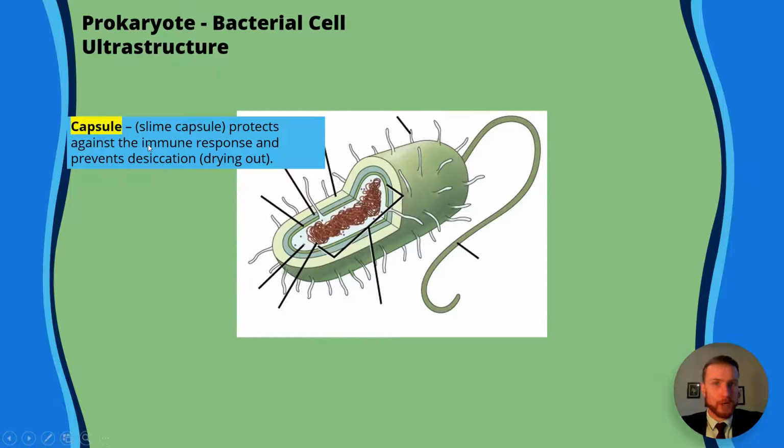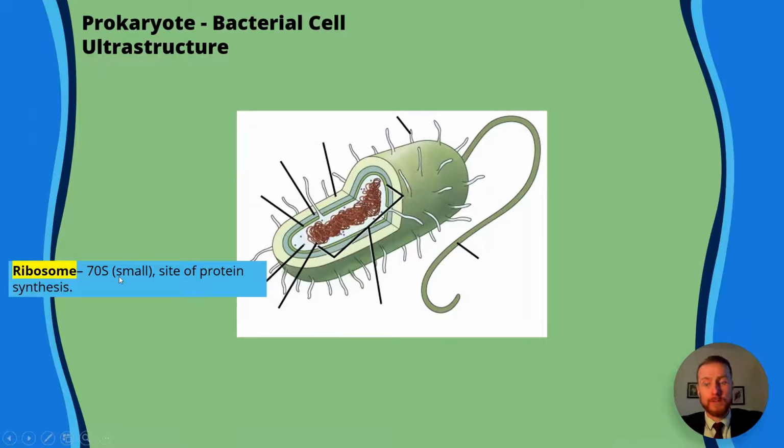Next, we have the capsule, which can often be referred to as the slime capsule, and this protects the bacteria against the immune response and prevents desiccation, which is the scientific word for drying out. So the slime capsule stops the bacteria from drying out.